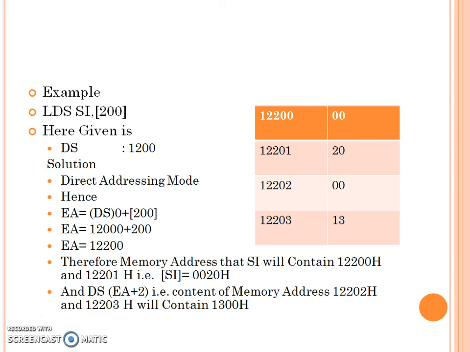So example is LDS SI, [200]. Given here is that DS is 1200. Solution: DS times 10 plus 200, that is effective address is 12,200. Therefore memory address that SI will contain is 12,200H. That is SI will be 0020H and DS will be 1300H.